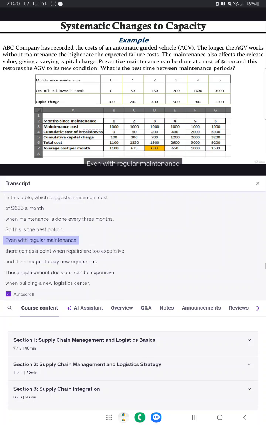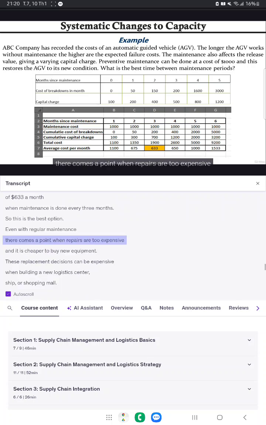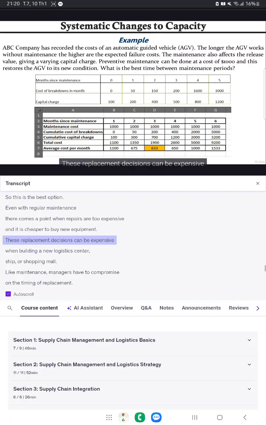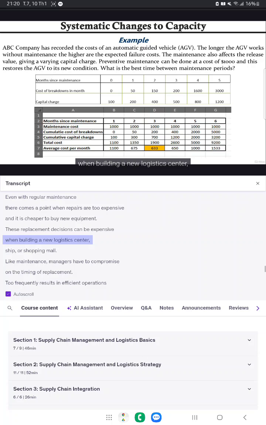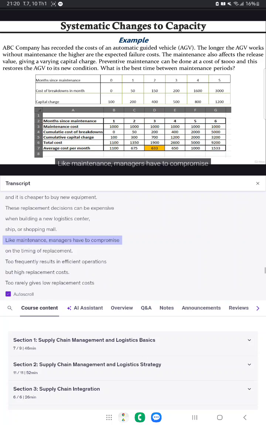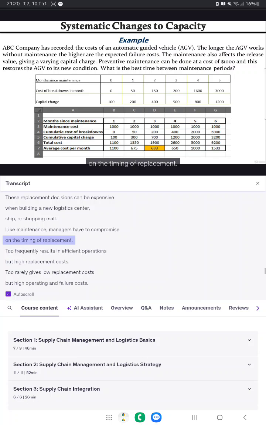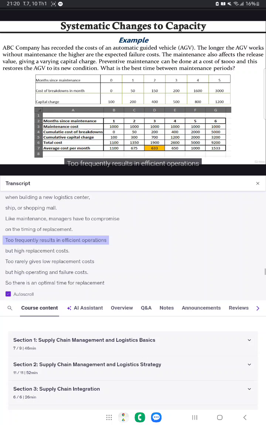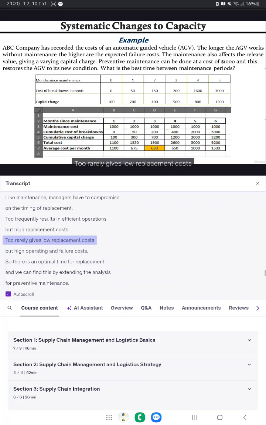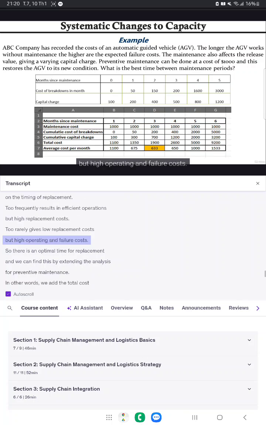Even with regular maintenance, there comes a point when repairs are too expensive and it is cheaper to buy new equipment. These replacement decisions can be expensive when building a new logistics center, ship or shopping mall. Like maintenance, managers have to compromise on the timing of replacement. Too frequently results in efficient operations but high replacement costs. Too rarely gives low replacement costs but high operating and failure costs.